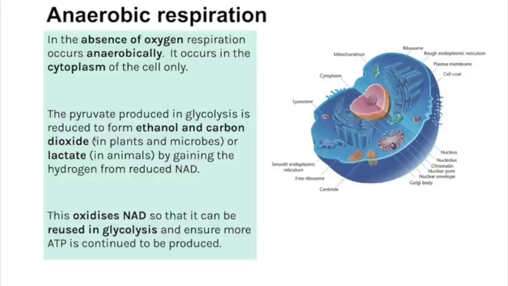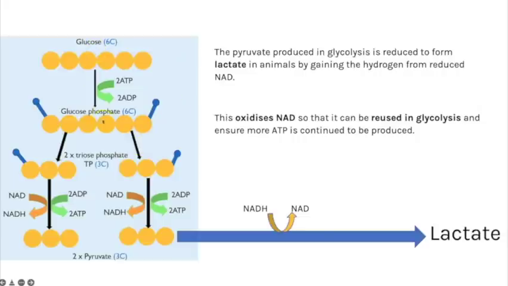In plants and microbes, anaerobic respiration produces ethanol and carbon dioxide. In animals, it produces lactate or lactic acid. And this stage is all to do with reoxidizing NAD so that glycolysis can continue to occur. So what we have happening is glycolysis occurs as usual because no oxygen is needed for that stage. But instead of the pyruvate being transported into the mitochondrial matrix for the link reaction, it remains in the cytoplasm, and the pyruvate is reduced to form lactate.